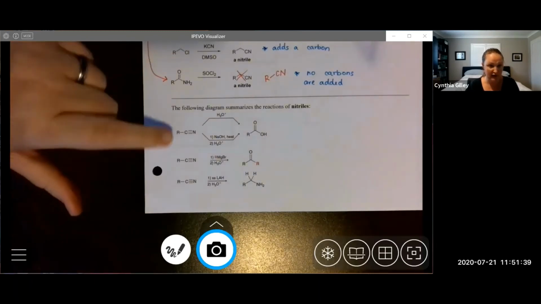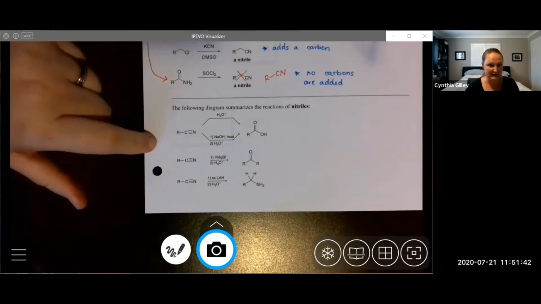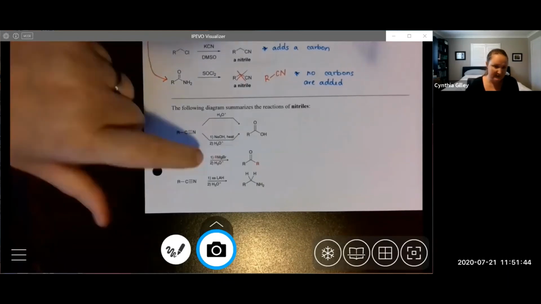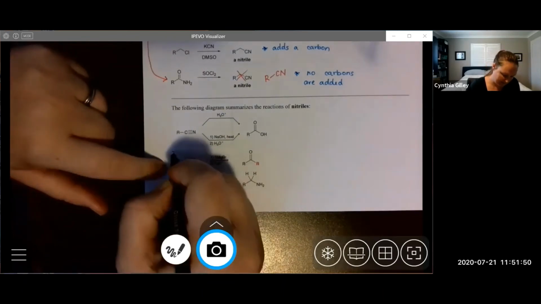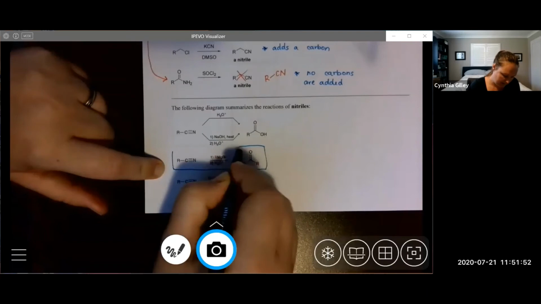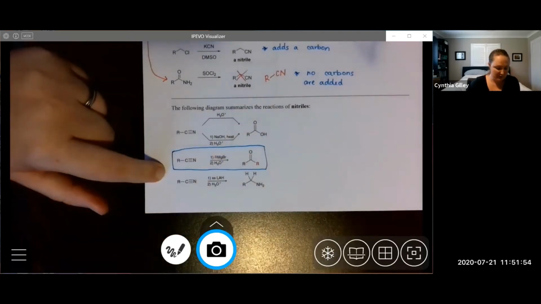But you can find all of those hydrolysis mechanisms in that playlist. Okay, and then this is a really interesting reaction. I like this one a lot, okay, because we can go directly from a nitrile to a ketone.